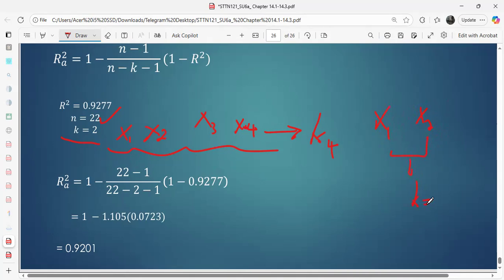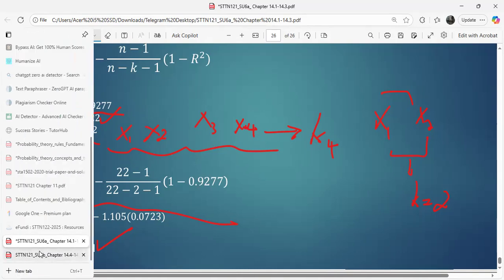Will be equal to 2, because we are given only 2 intercepts, 1 and 2. And then you saw, I showed you how to get the coefficient of determination. You substitute using this formula, and then you're going to get the adjusted coefficient of determination. Then you are done. Maybe 2 marks. So that's how you do it.